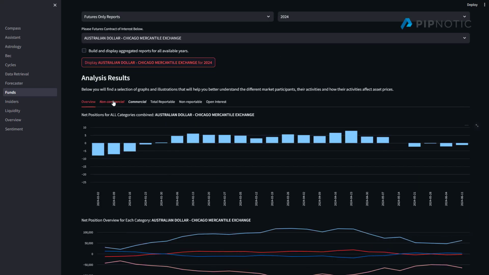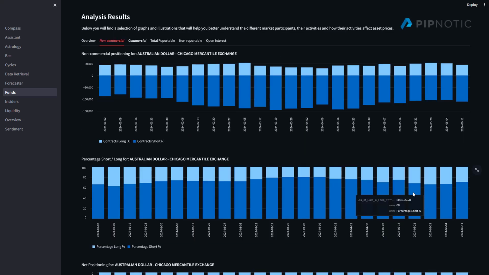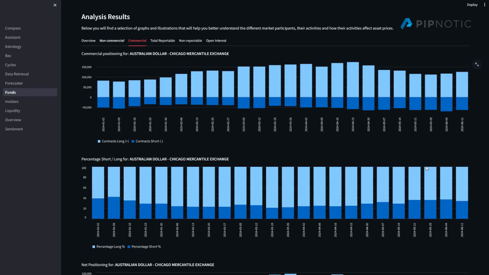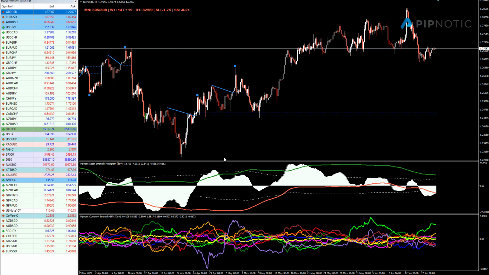Let's have a look here. Let's have a look at the non-commercials. Building up short positions. Commercials will be doing the opposite. Yes, this is probably going to be pretty flat. Let's jump to that quickly.